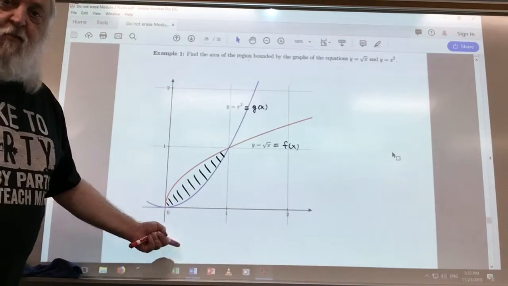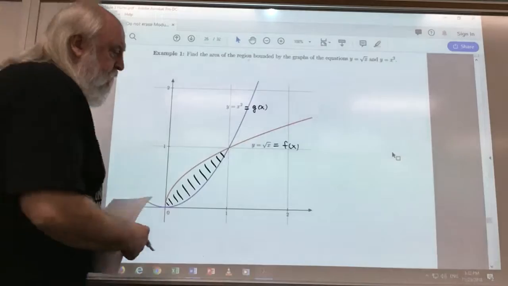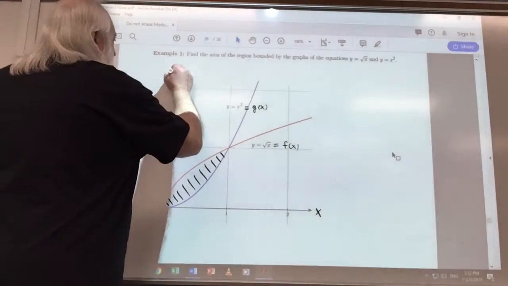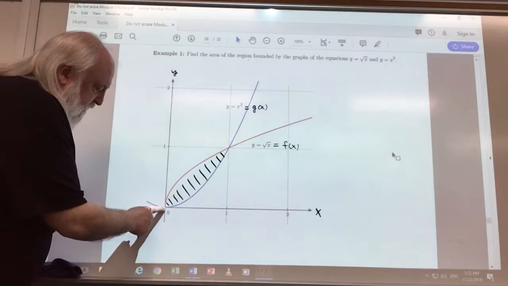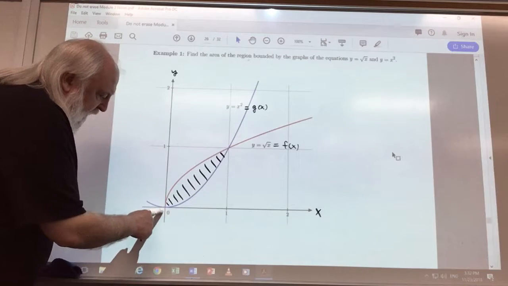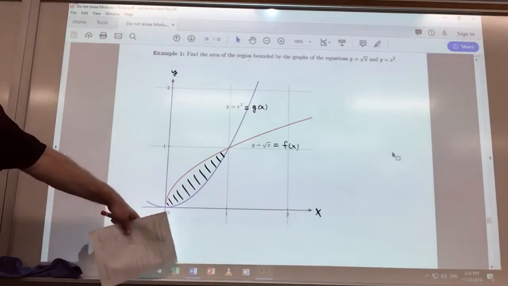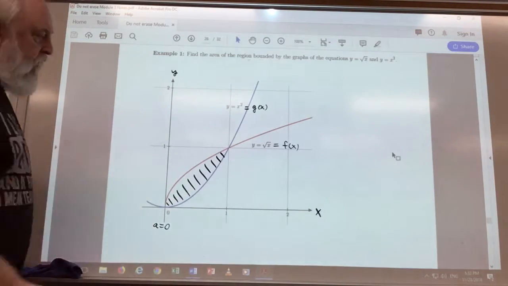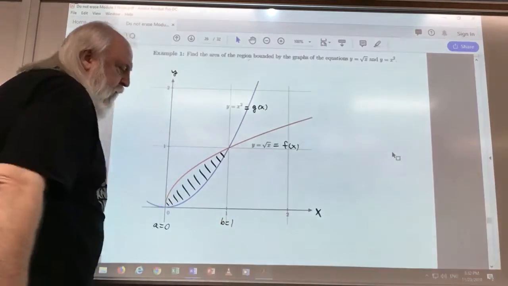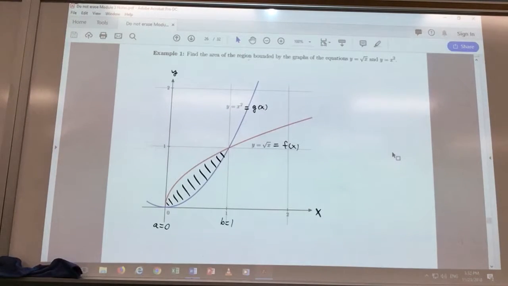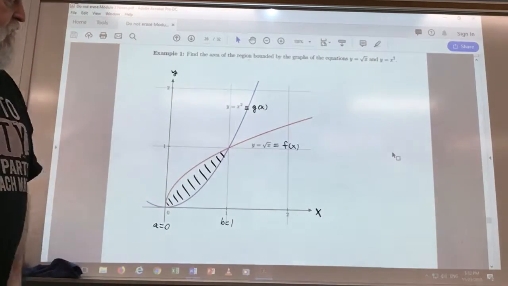What x equals a is and what x equals b is where the two functions cross each other. Remember, this is the x-axis, this is the y-axis. By visual inspection, you can see that the two functions cross each other here at x equals 0, so a equals 0 in this case. And then the two functions cross each other again here at x equals 1, and so b equals 1 in this case.